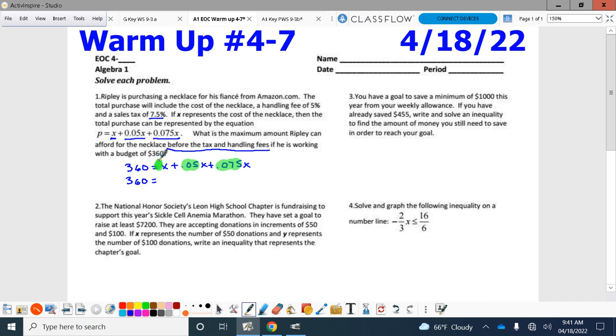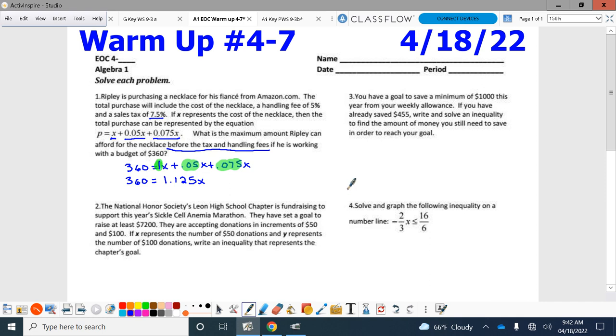Okay, what number's really in front of X? 1. So add up 1 plus 0.05 plus 0.075. What does that give us? 1 point what? 125? 1.125. 1.125x. That's what's going to go there. So 1.125x.